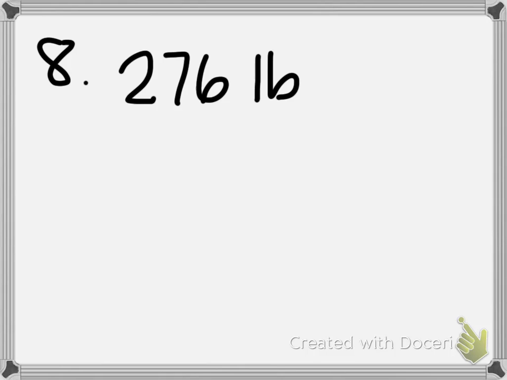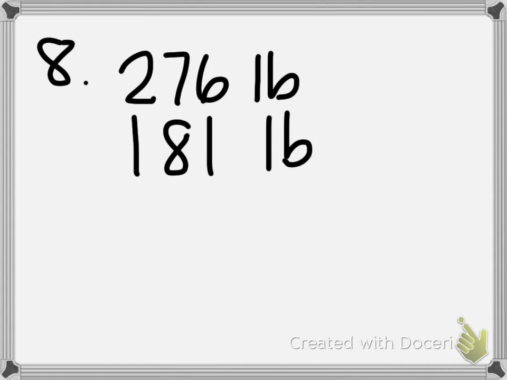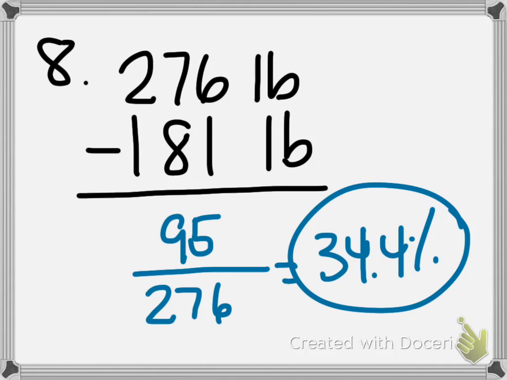Number 8, at the beginning of a 40-week medical supervised diet, Arnie weighed 276 pounds. After the diet, Arnie weighed 181 pounds. Find the percent of decrease. So I want you to find the difference and divide by the original number to find the percent of decrease. Please pause the video. Okay, you should have found that her percent of decrease was 34.4%.